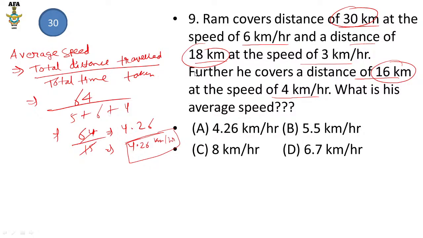How did I calculate total time? This is 30/6, that is equal to 5, and this is 18/3, that is equal to 6, and this is 16/4, that is equal to 4. So 64/15, you will get 4.26 km per hour. The correct answer will be answer option A.